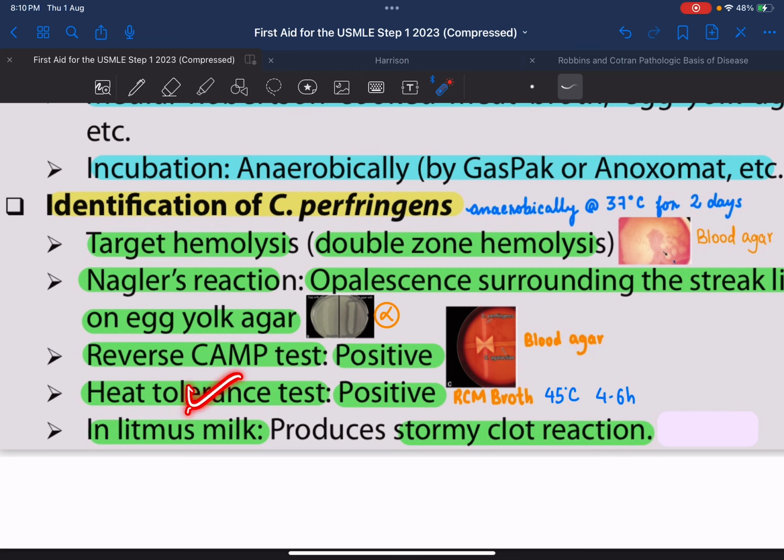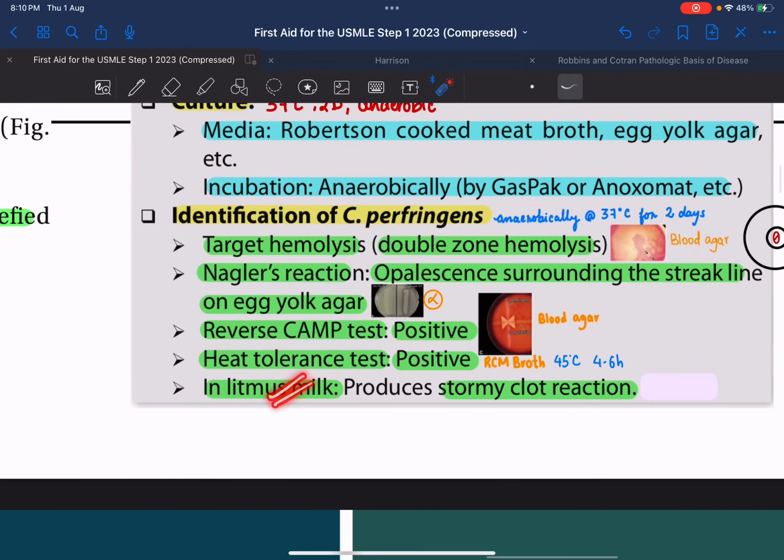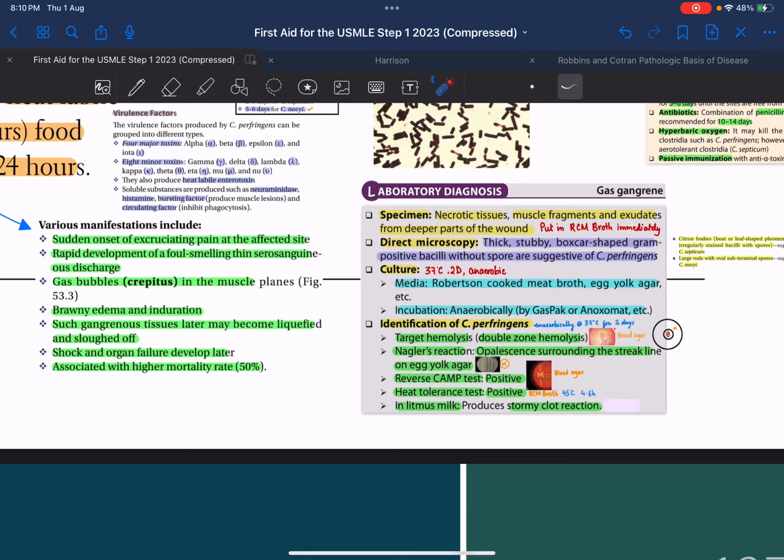We can also do the heat tolerance test in the RCM broth. We can grow the bacterium at 45 degrees Celsius for around 4 to 6 hours. This is the heat tolerance test. And in litmus milk, it will show a stormy clot reaction. It will show turbidity in the litmus milk.